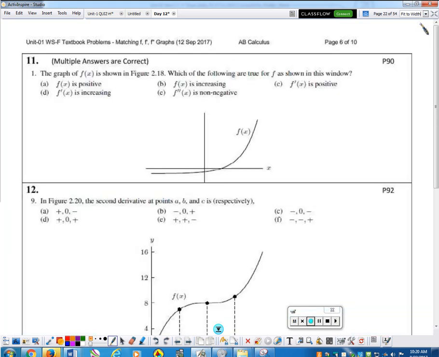Go to 11. Okay, the AP test never does this. The AP test never gives you a multiple choice question and then has several of them be correct. The AP test never does that.